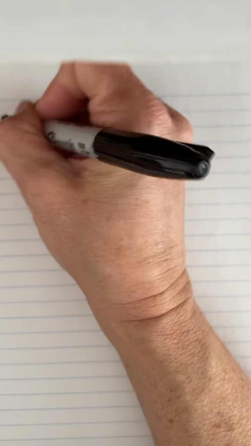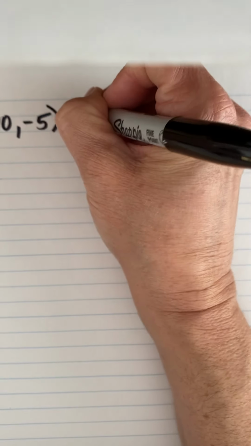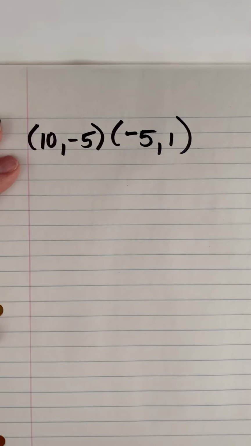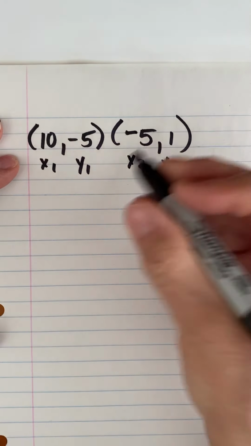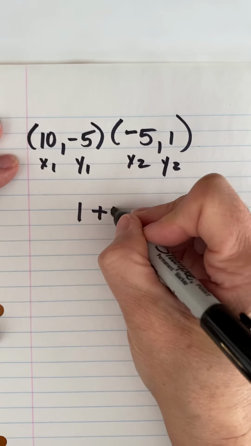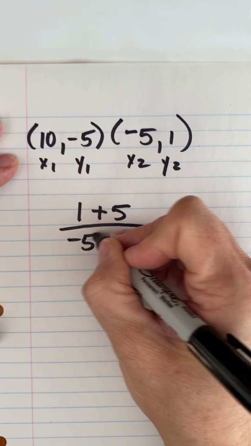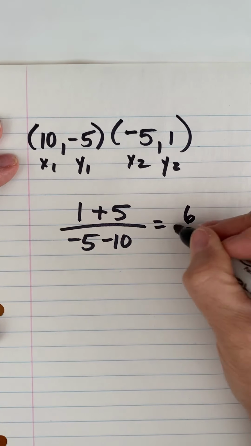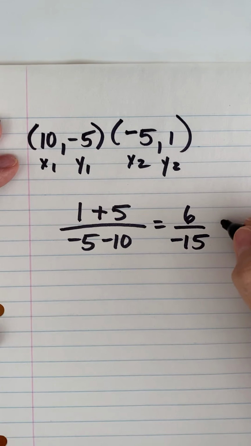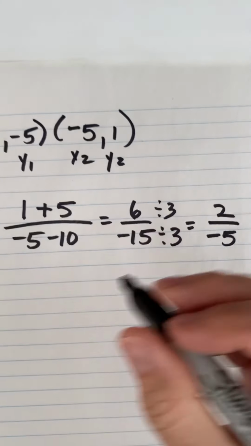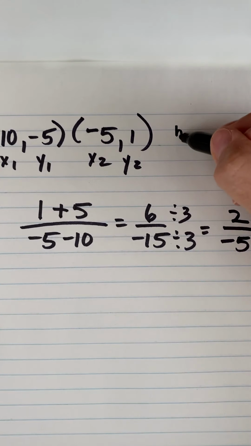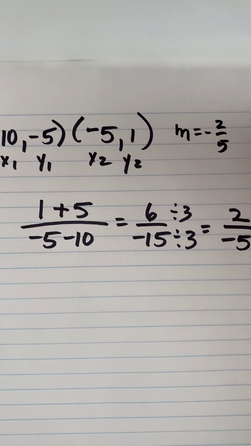I have 10, -5, and -5, comma 1. So I label my points x sub 1, y sub 1, x sub 2, y sub 2. I say 1 minus -5 over -5 minus 10. That's 6 over -15. They both can be divided by 3. Divide by 3, divide by 3. And I get 2 over -5. So my slope is -2/5.